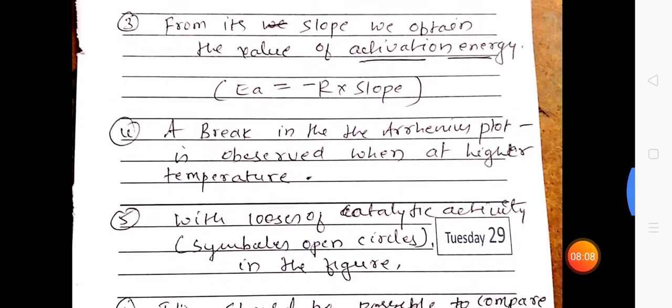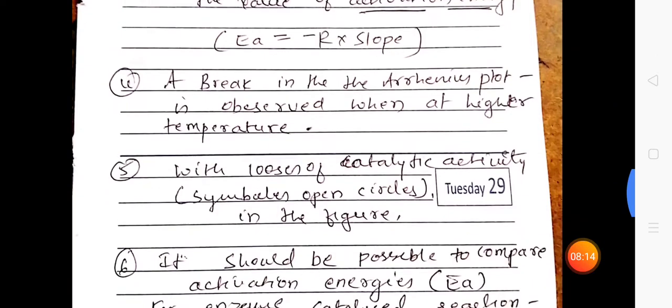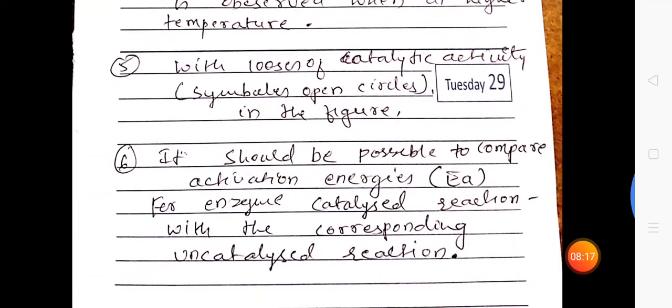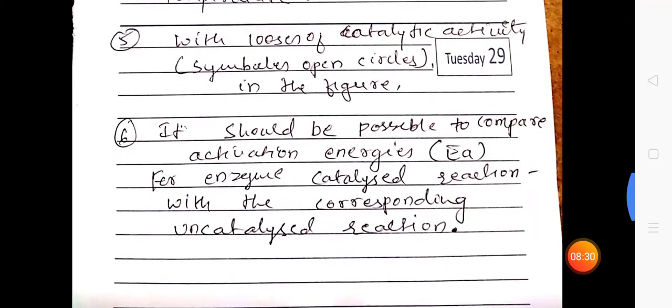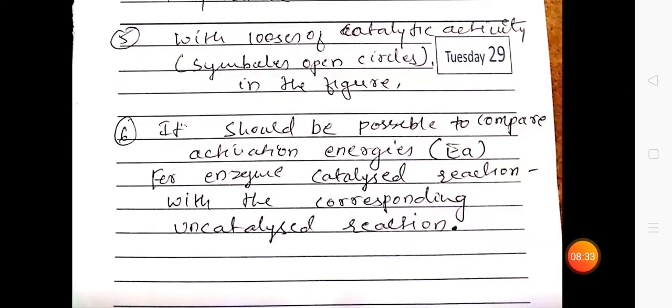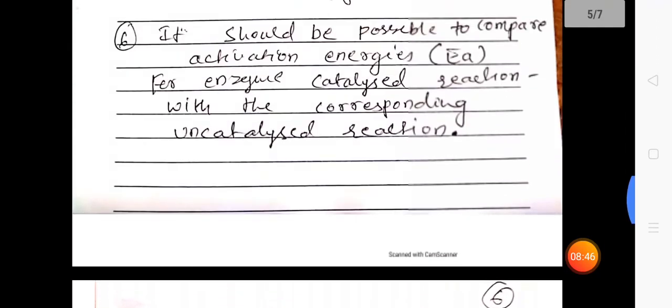A break in the Arrhenius plot, as I showed, is observed when a higher temperature is reached, with loss of catalytic activity at the higher temperature. And I am showing the open circles in this figure. So it is possible to compare the activation energy for an enzyme catalyzed reaction with the corresponding uncatalyzed reaction. By seeing this we can compare the activation energy of a catalyzed reaction with an uncatalyzed reaction. So you can see the effects in these pictures again.